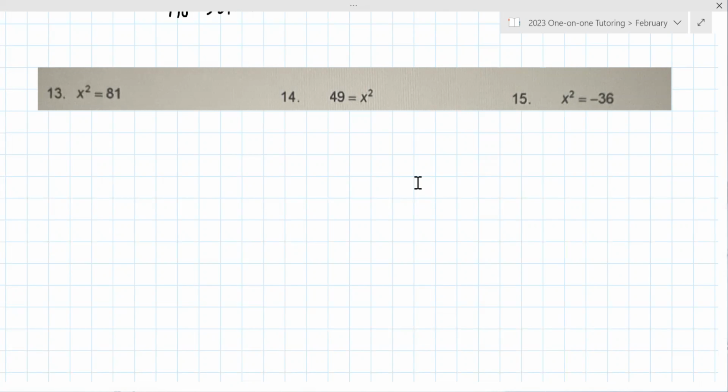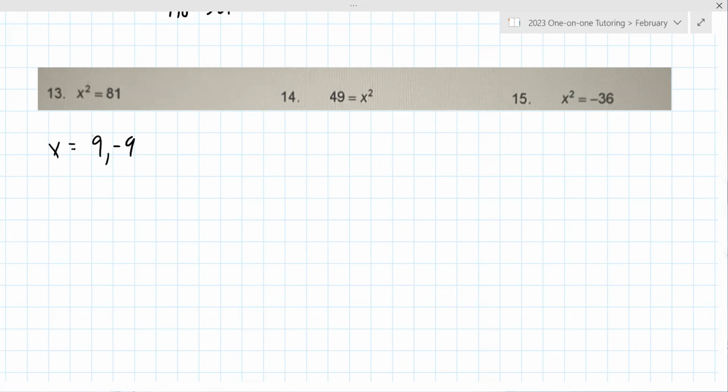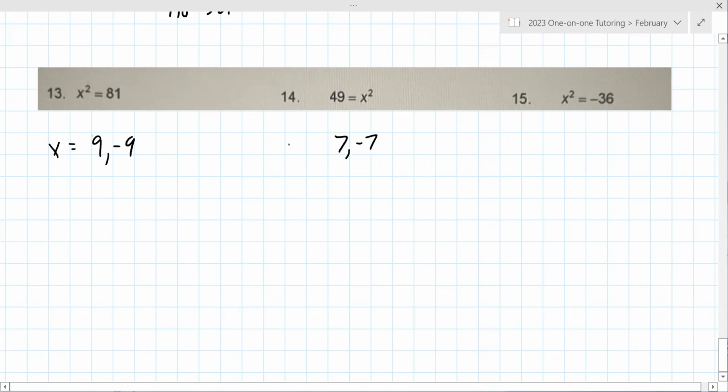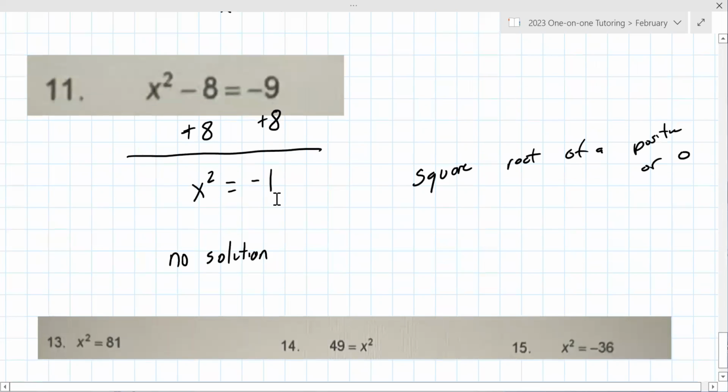The first one is 9, -9. Okay, 9 and -9, good. The 14 is 7, -7. Okay. About the last one. That'd be 6, -6. What did we just say in this previous problem right here?